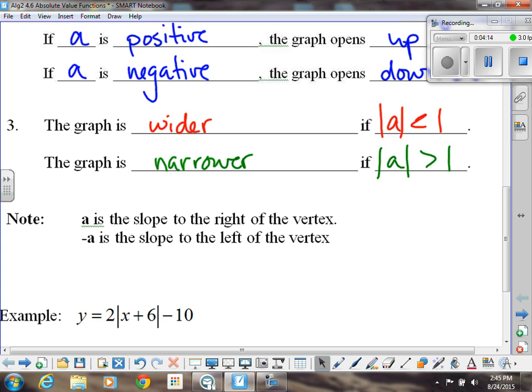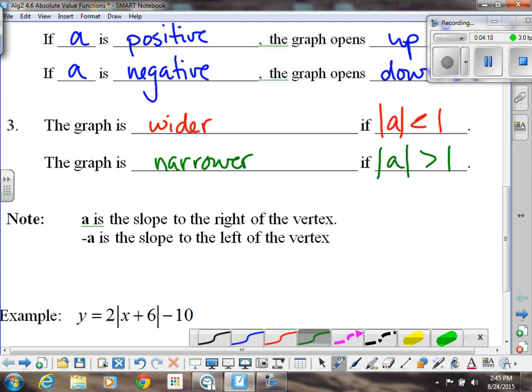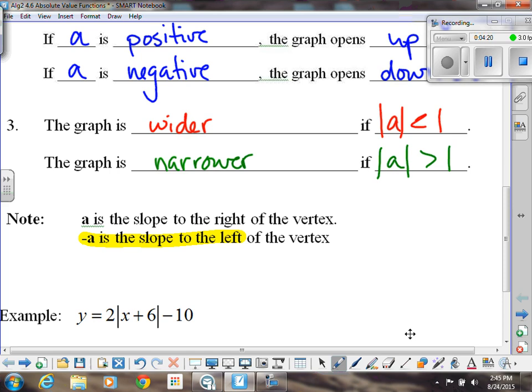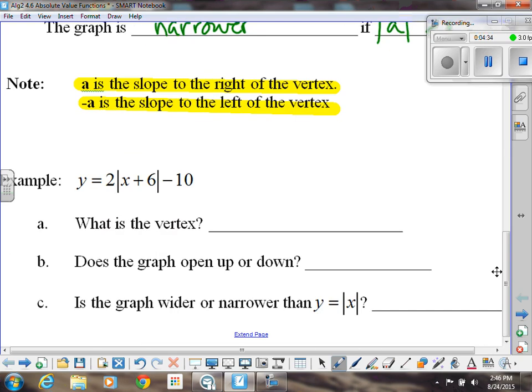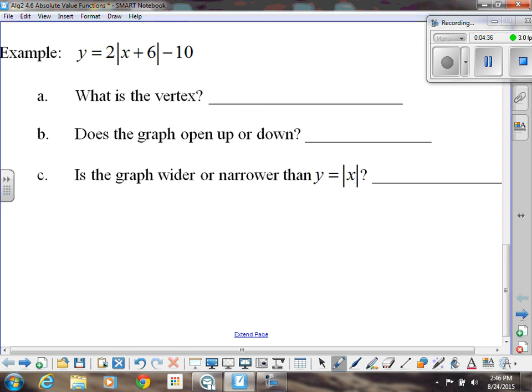So a is the slope to the right of the vertex, and -a is the slope to the left of the vertex. So because a tells us the slope of those V parts of the shape, if that's bigger, then we're going to have a narrow, steeper V. And if it's smaller than 1, then we're going to have a wider V. So let's look at some examples.